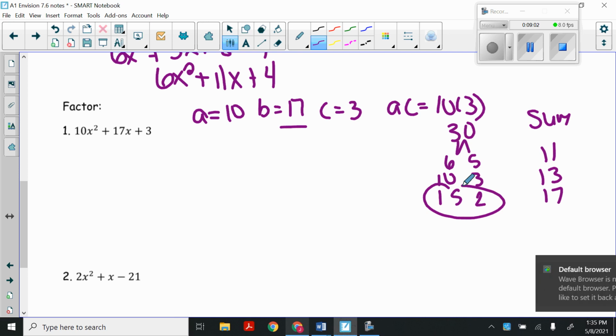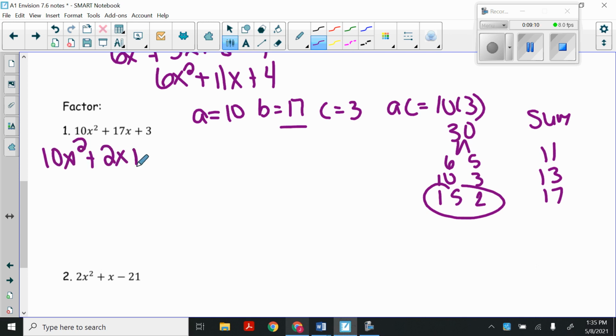I'm going to put my smaller number first. So out of 15 and 2, 2 is smaller. So I'm going to rewrite this as 10x squared plus 2x plus 15x plus 3. So I rewrote that 17x as 2x plus 15x. Now I'm going to group them.